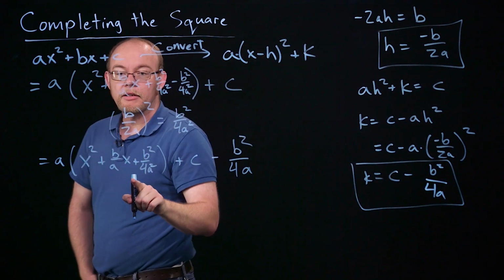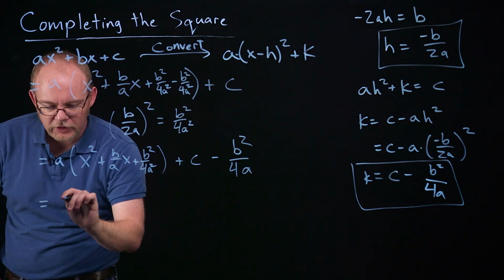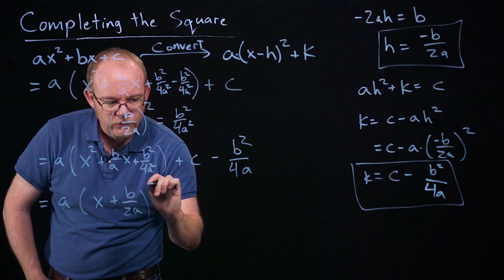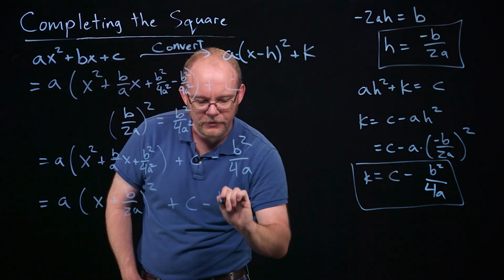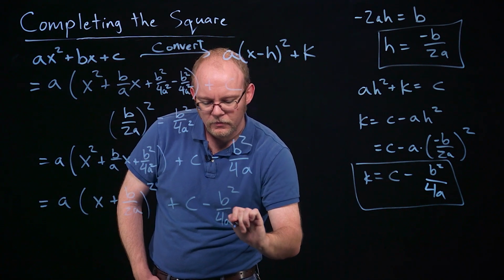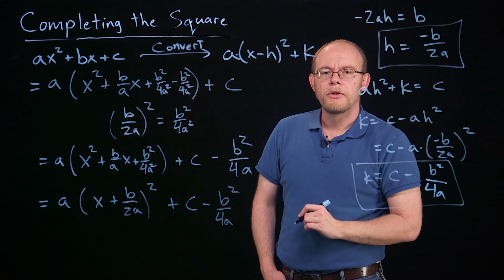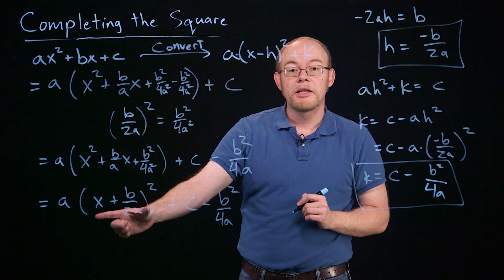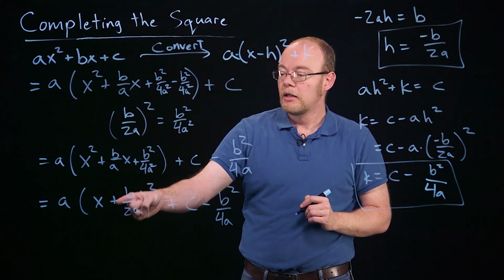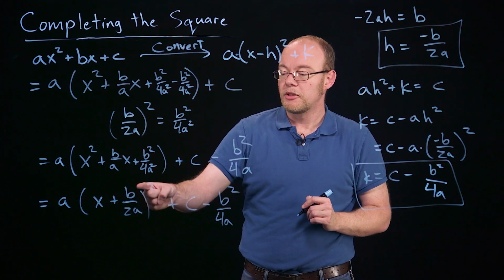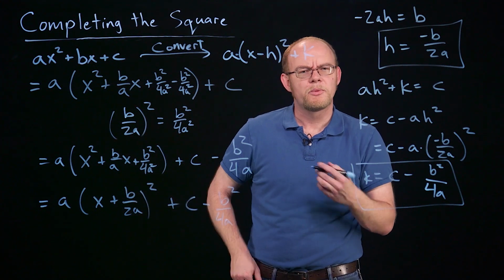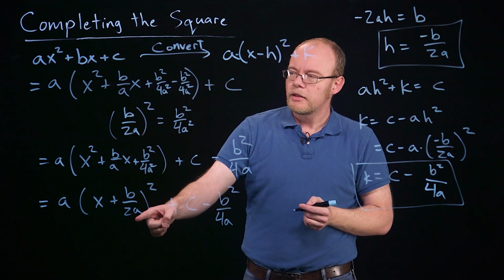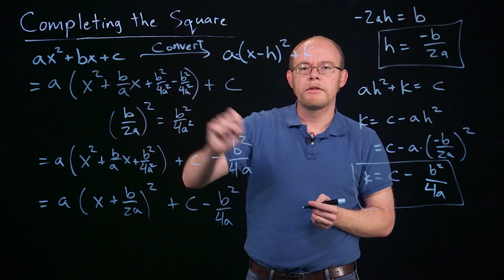Now, if we go ahead and look at this part, we can factor this. This is going to be equal to a times x plus b over 2a squared. And then we still have this. The choice of halving it and squaring it makes it naturally come to this point, because if I multiply this out, it's going to give me x squared and then plus b over 2a x plus b over 2a x. So b over 2a plus b over 2a is just b over a times x. And then if we square this, we get b squared over 4a squared.